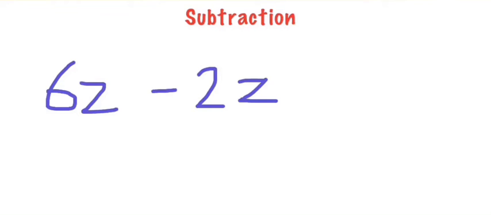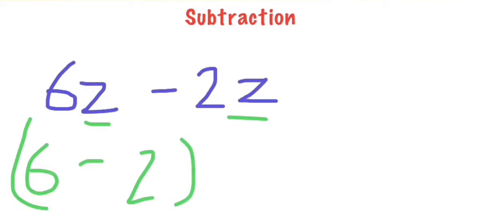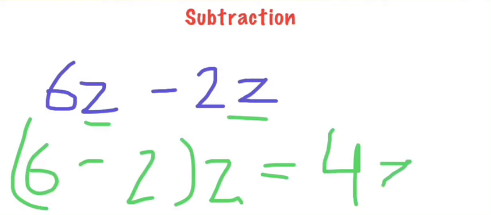Again, as you can see, z is similar in both the terms. So I can subtract it now. I subtract 6 with 2, for which I will get 4. And over here z is there, so I am just going to write z. So my answer for this question will be 4z. 6z subtracted by 2z is equal to 4z.